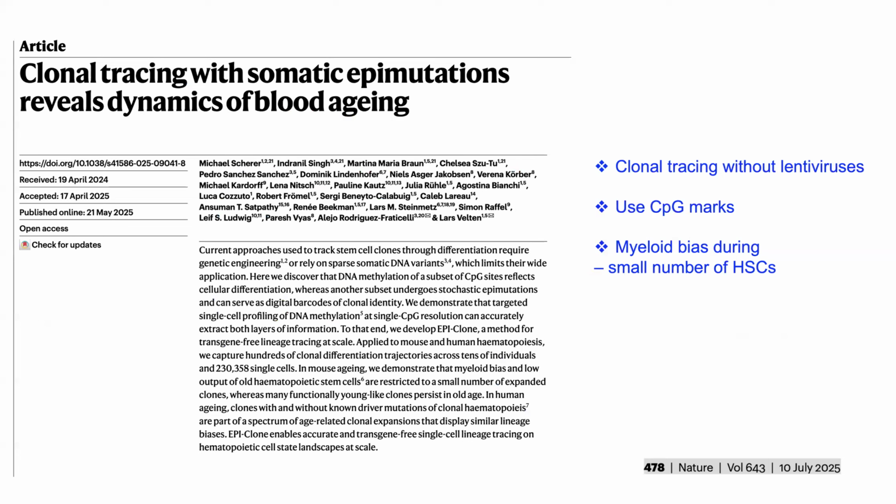So recent work from the Mead group performed clonal tracing, basically the same set of experiments, not using lentiviruses, but using naturally occurring CpG methylation marks as barcodes. Okay, so there's no genetic manipulation or lentiviral transduction. So using this method, they found that during aging, a small number of expanded clones contribute to myeloid bias, but you also have somewhat younger clones with multilineage potential. This again suggests that hematopoiesis is polyclonal, still polyclonal even at old age.